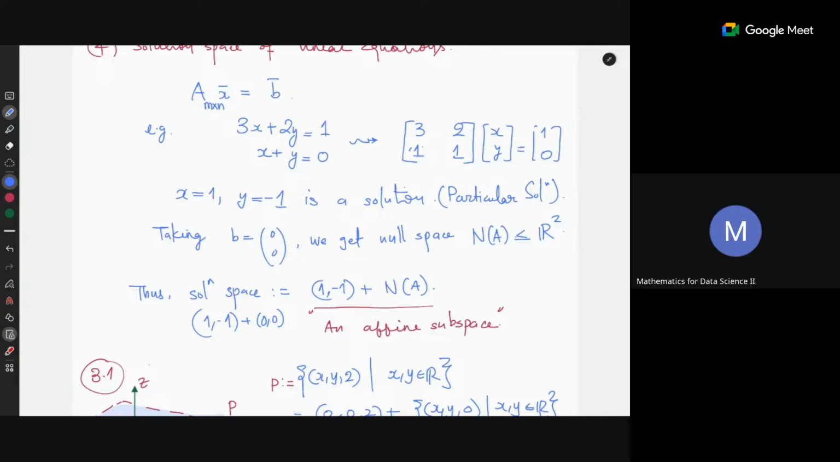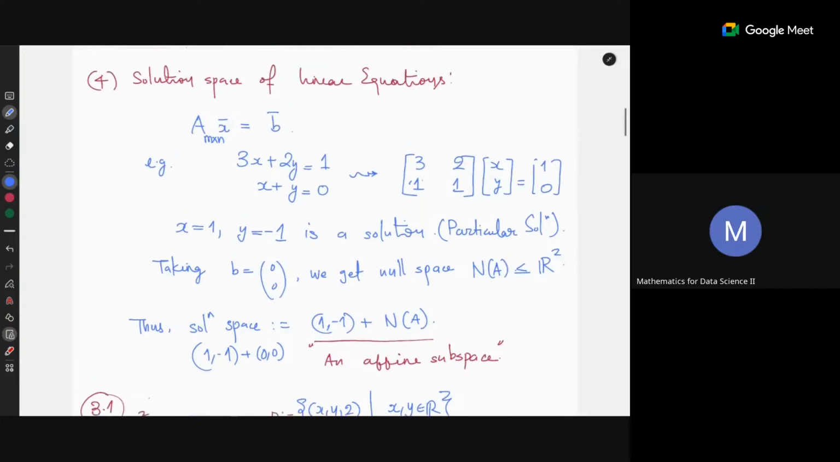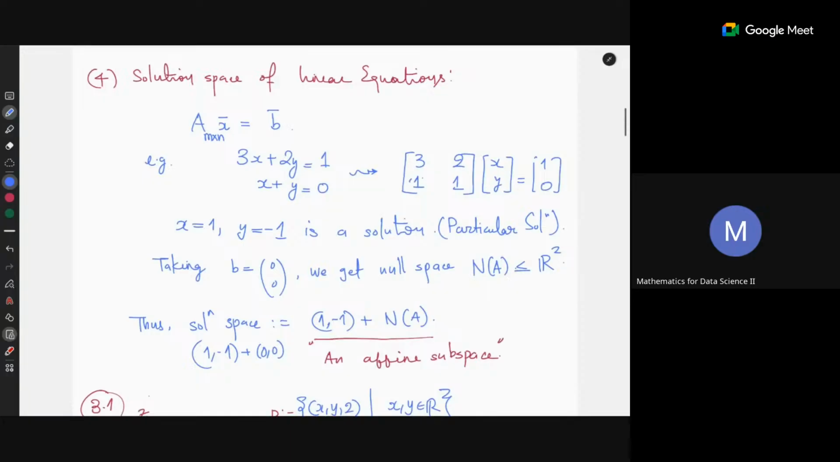But let's say you have a system where it has infinitely many solutions. That means the rank is not the maximal rank. In this case, we are working with square matrices, but it need not always be a square matrix. There can be some nullity also. Then you will get the solution space by taking the null subspace and adding that to a particular solution. So this is also an example of an affine subspace.